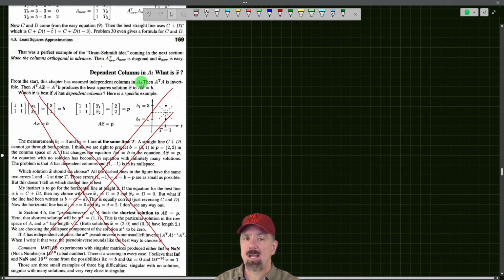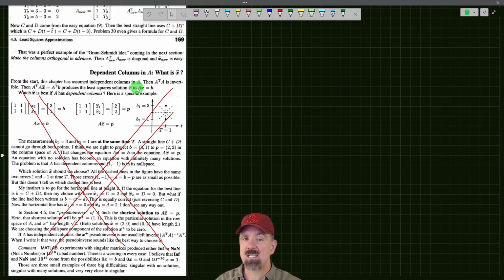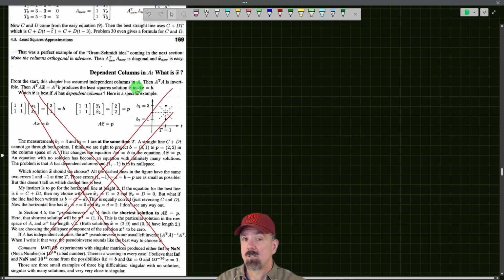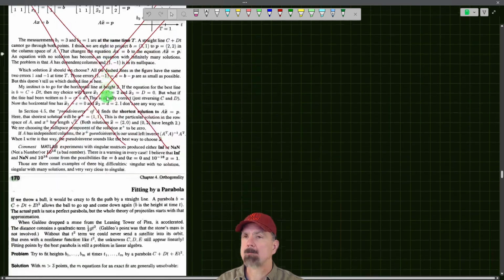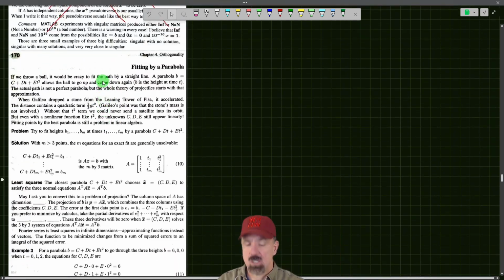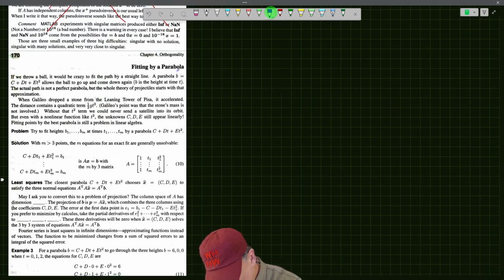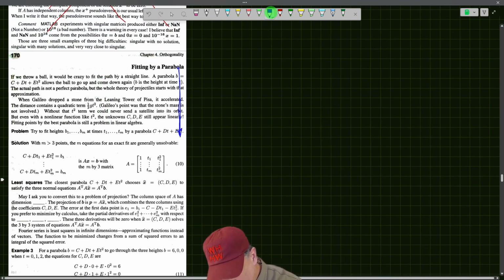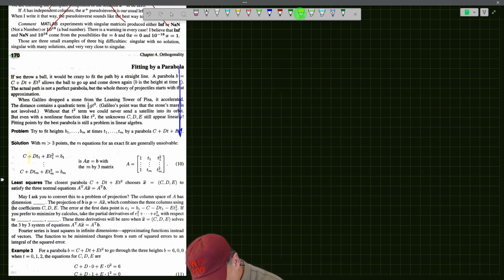Okay, dependent columns of A, this is a skip. If you look in the syllabus, we are not covering this section. The reason we don't cover it is because when we pick a model, we are going to choose a model that does not have linearly dependent terms inside of it. And as a result, our coefficient matrix A will never have linearly dependent columns. So the last discussion here, and this is one for you to read on your own, this is talking about finding the parabola.